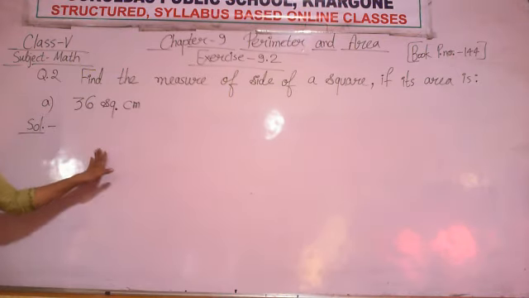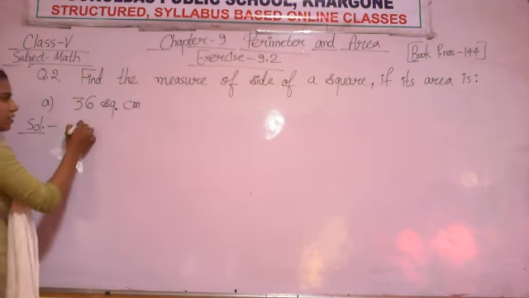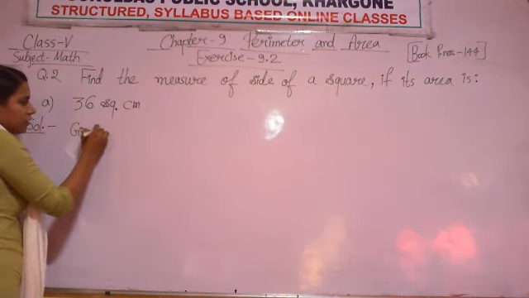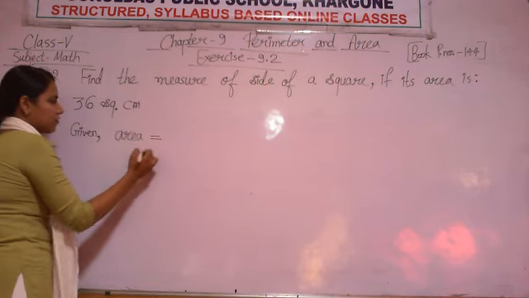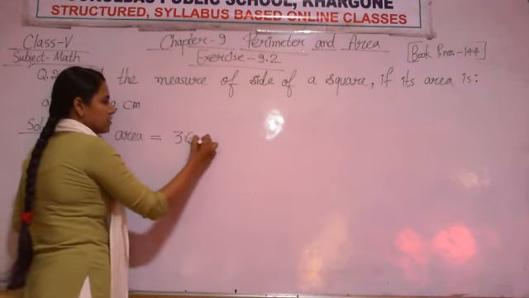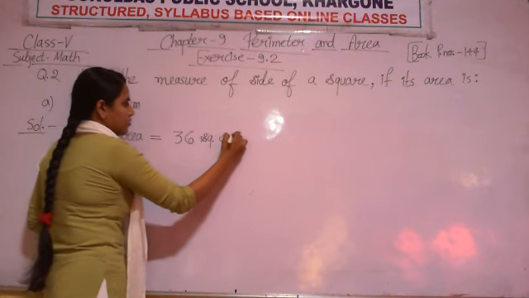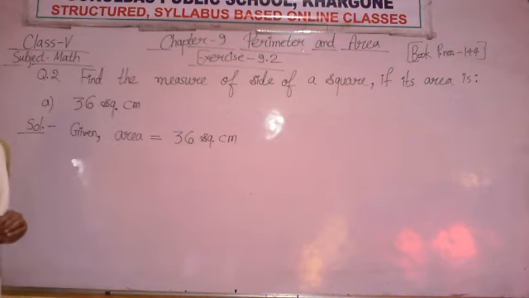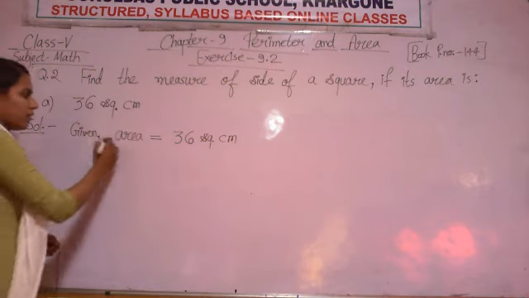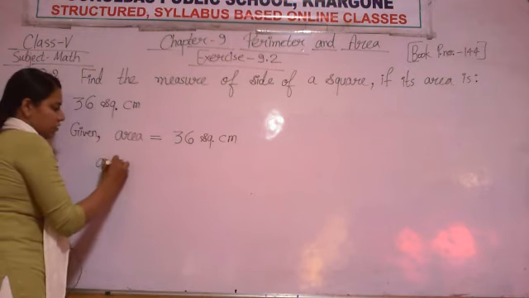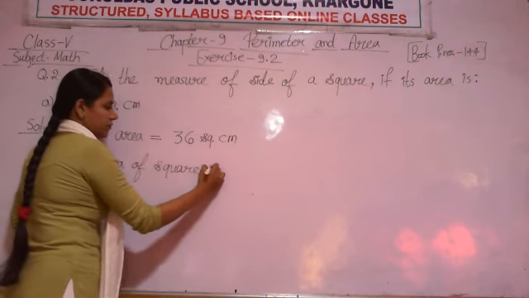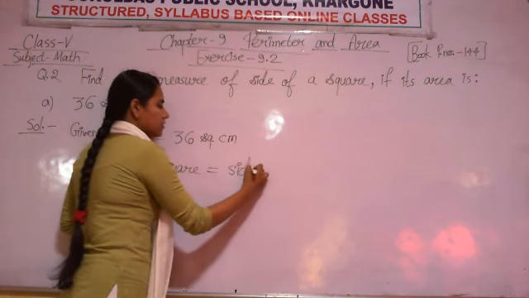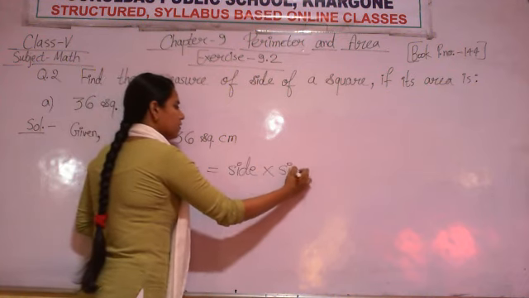Carefully look on the board. Okay, what is given? I am writing on the board, given: area is equal to 36 square centimeter. It is given, right? And what is the formula for area of a square? Do you remember? Area of a square is side into side, right? Side multiplied by side.